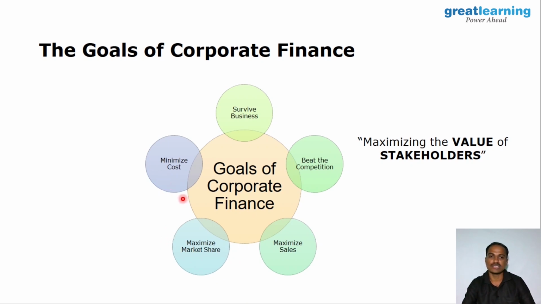Minimizing the cost is another important goal of corporate finance. Every attempt of the business should be focused towards minimizing the cost, maximizing the results, maximizing the value for the business. But everything ultimately boils down to maximizing the value of stakeholders. So that is the ultimate goal of corporate finance: maximizing the value of stakeholders.